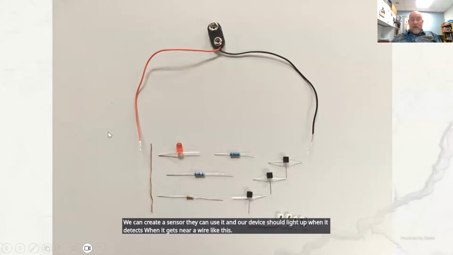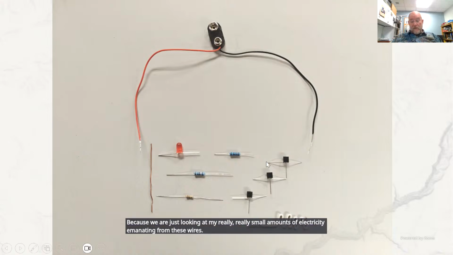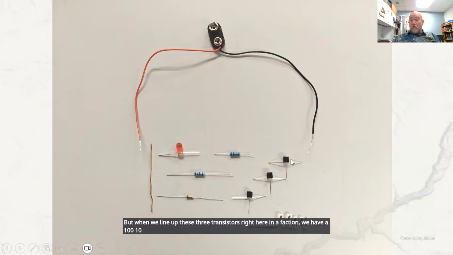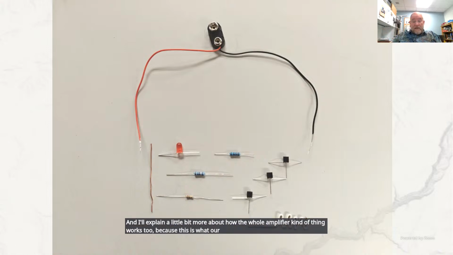Here's the lineup, and this requires us making a pretty strong amplifier because we are looking at really small amounts of electricity emanating from these wires. But when we line up these 3 transistors in a fashion, we have a 1 million-fold amplification of what comes in here. And I'll explain a little more about how the amplifier works too, because this is what our students wanted. They wanted to understand a bit more about electronics.